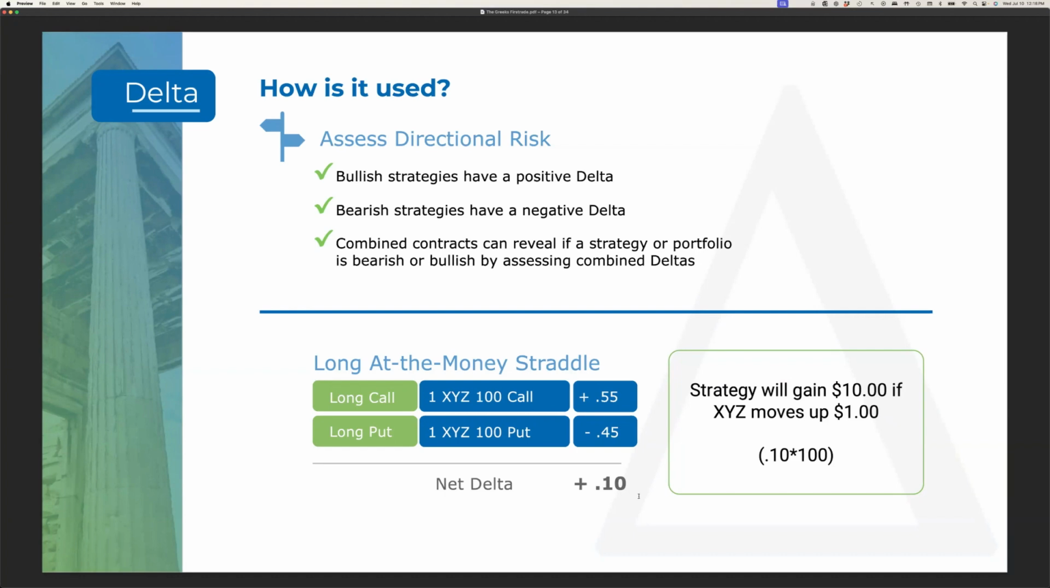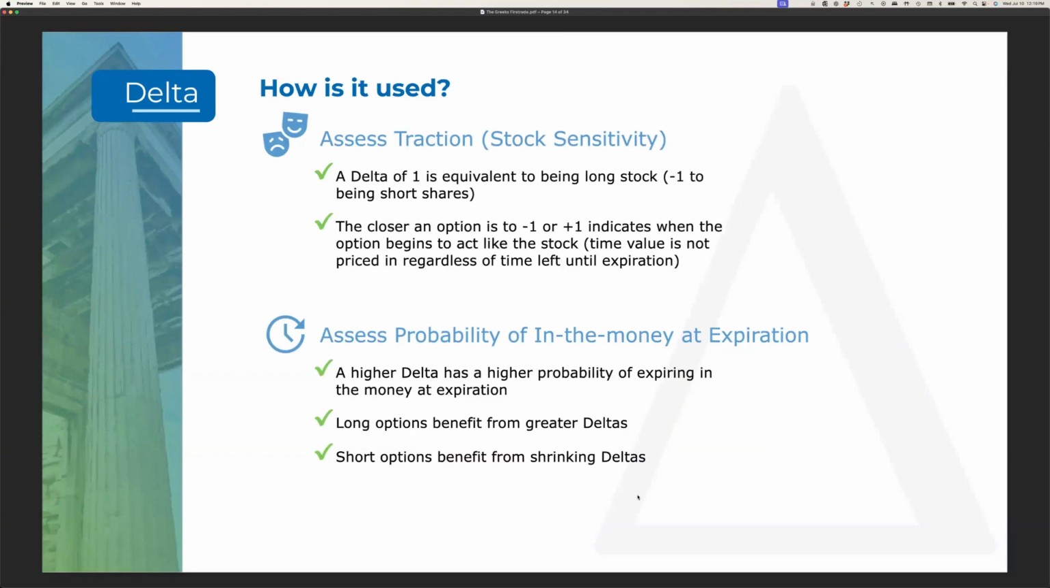The other way that you can think about using deltas is when you're using multi-leg strategies. So in this particular example, if you have both a long call and a long put in an underlying XYZ, the long call has a delta of 0.55. The long put has a delta of 0.45. Your net delta on this is 0.1. So for every $1 the stock moves up by, you will see a 10-cent increase in the underlying options position that you have.